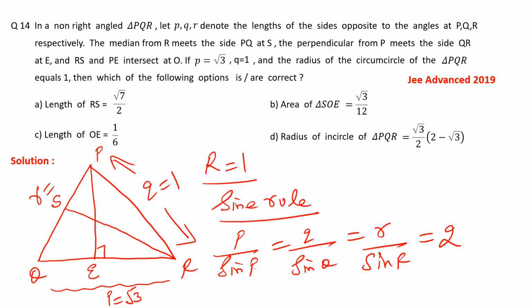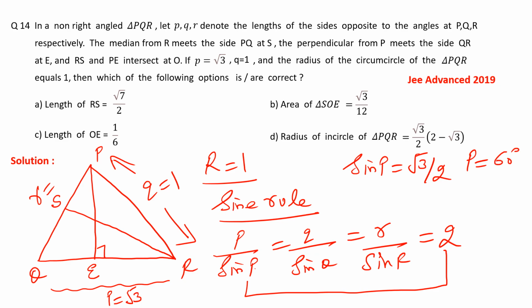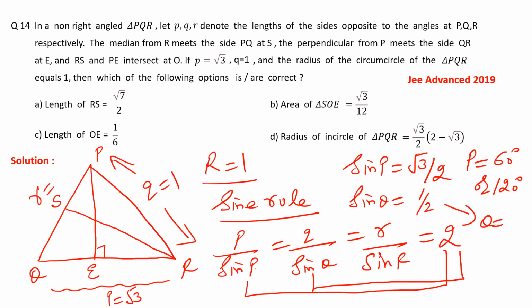Now since small p equal to root 3, if I compare these two values, I will be getting sine P equal to root 3 upon 2, which means either angle P is equal to 60 degree or it is equal to 120 degree, because sine is positive in first and second quadrant. So the angle P can take either of the two values. Either it can be 60 or it can be 120. Now similarly, if I compare these two values, I will be getting sine Q equal to half, which means either Q is equal to 30 degree or it is equal to 150 degree.